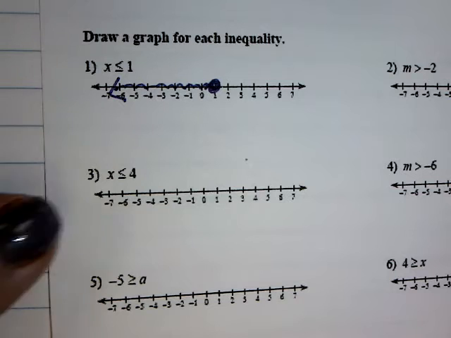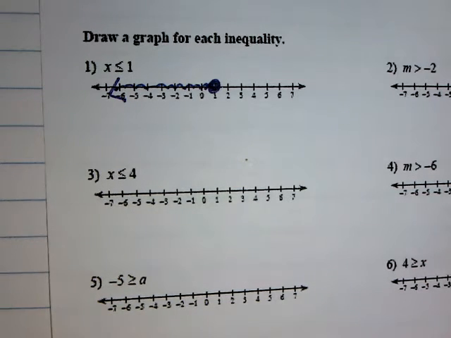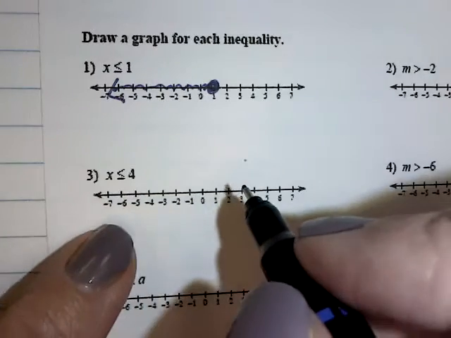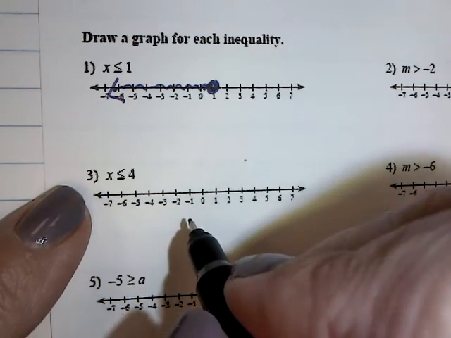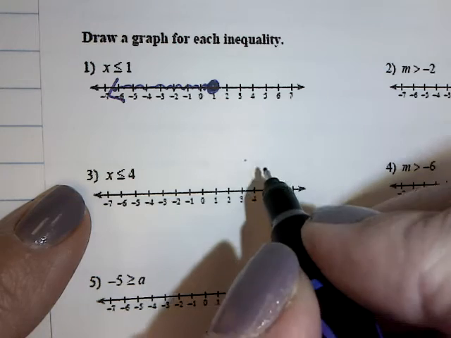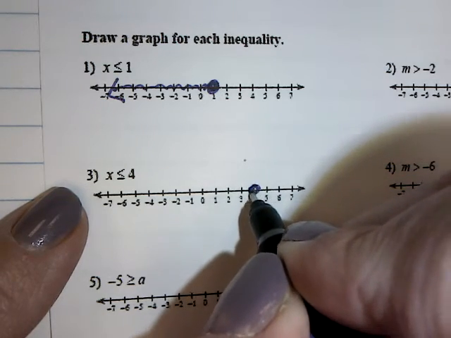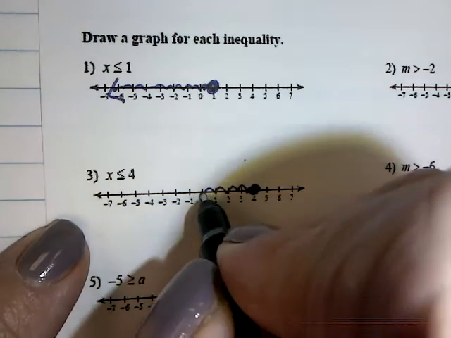Okay, question number 3. We're going to work down there, and then you guys can work on the other column, and then we can check answers. Question number 3 says X is less than or equal to 4, my bad. Closed circle on the 4, less than.